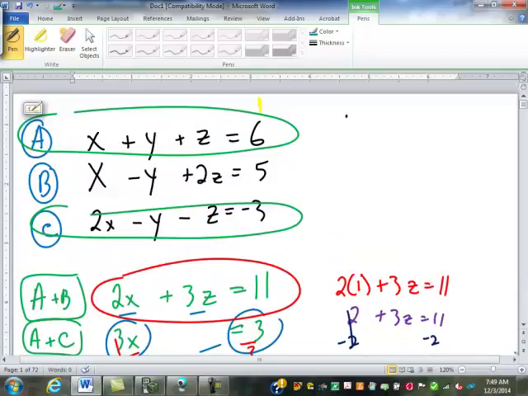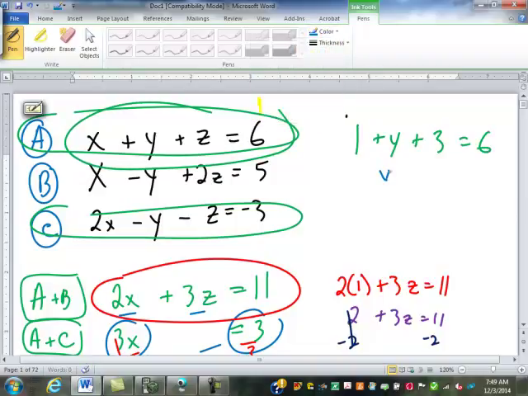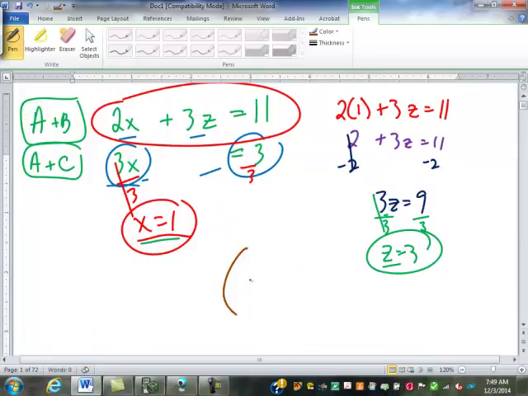We go back up here. Let's do the top one. X is 1 plus Y plus Z is 3 equals 6. Y plus 4 equals 6. Subtracting 4. Y equals 2. So the solution to this one: X is 1, Y is 2, and Z is 3.